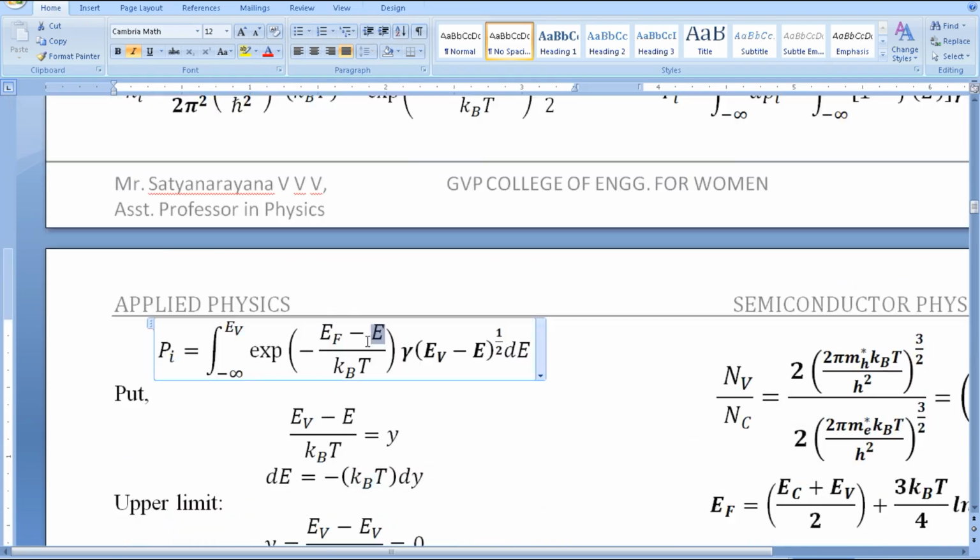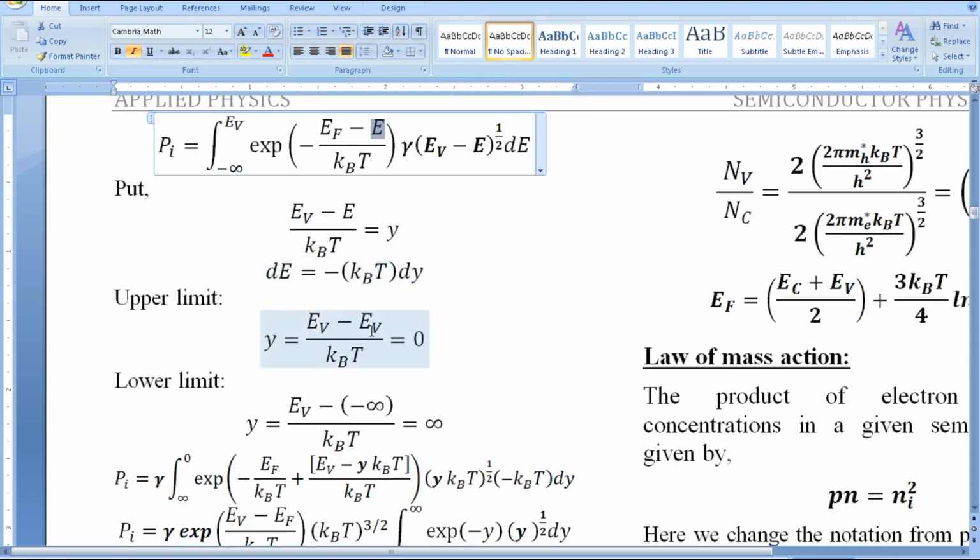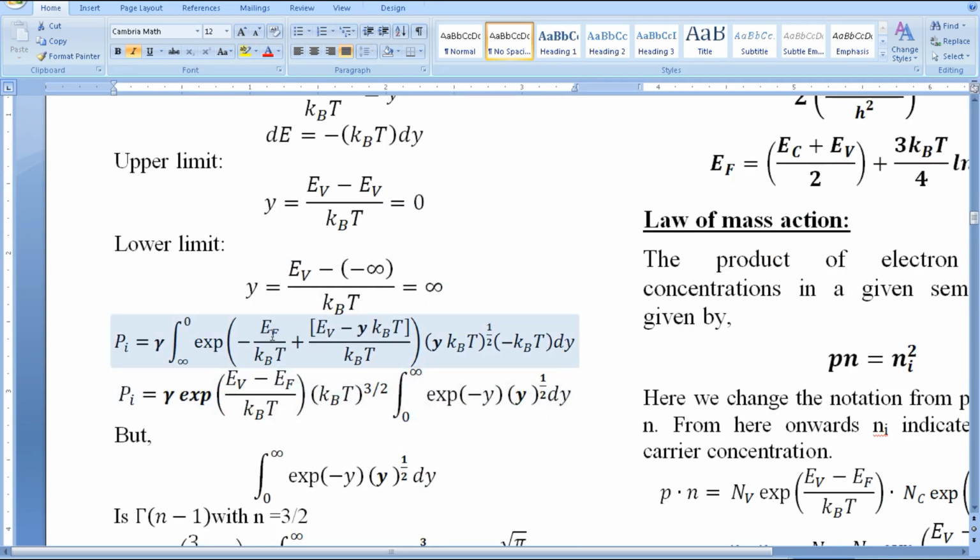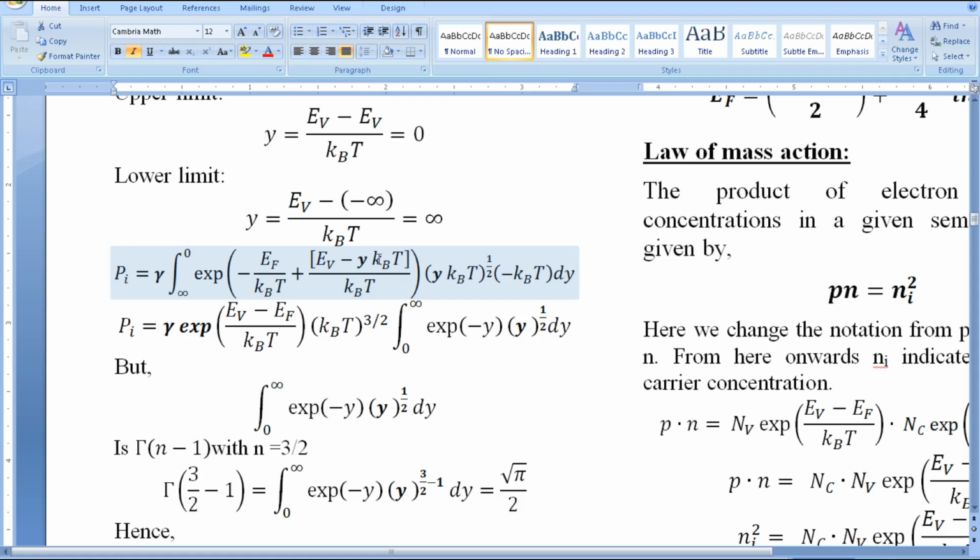Okay, and you know this minus and this minus get cancelled, and if you expand this term it is going to be minus EF plus E. So minus EF plus E is nothing but (EV minus Y kBT) divided by kBT. We have just divided by kBT separately. Now this remaining integral is the same, and of course only the kBT portion along with Y, no kBT gone. We are left with only this Y in the second part, and the other one is EV by kBT.